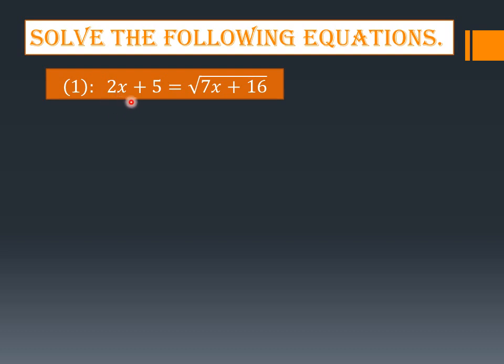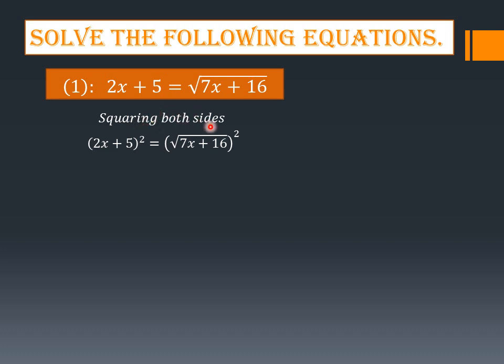Here you can see that we have a radical sign or a root sign on the right side, and we have 2x plus 5 on the left side. 2x can't be added with 5, and 7x can't be added with 16. We cannot do anything until that root sign is removed. So how can we remove the square root? We have to take the square of both sides.